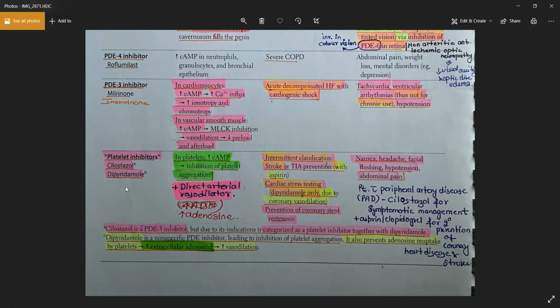And what are the side effects? It includes nausea, headache because of the vasodilation in the head, facial flushing because of the vasodilation and increase in blood supply, hypotension because of the vasodilation, and abdominal pain.